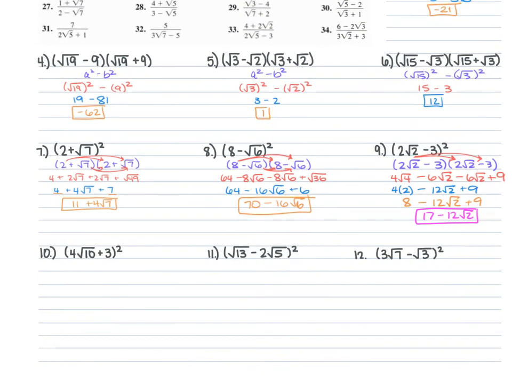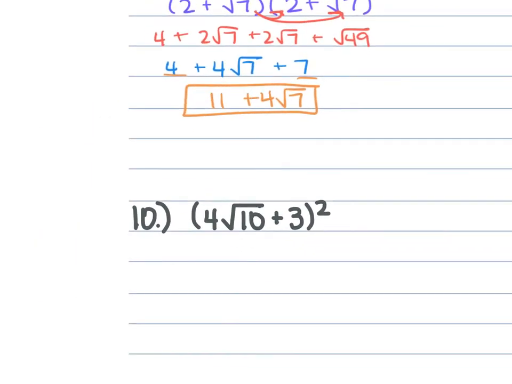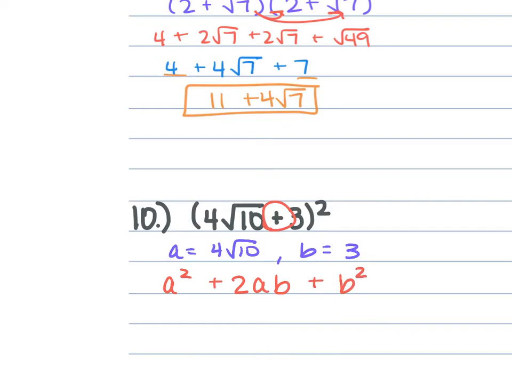There are other ways of doing this as well. So if we look at 10, we have 4 square root 10 plus 3 squared. In this, our A is the 4 square root 10, our B is the 3, so we can use, because of the addition, the A squared plus 2 times A times B plus B squared.